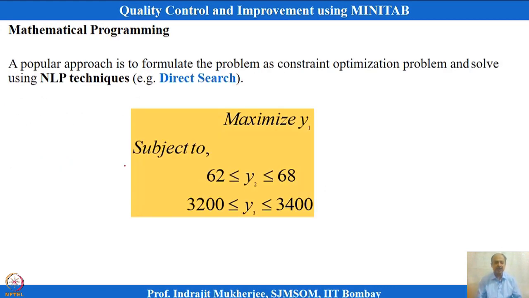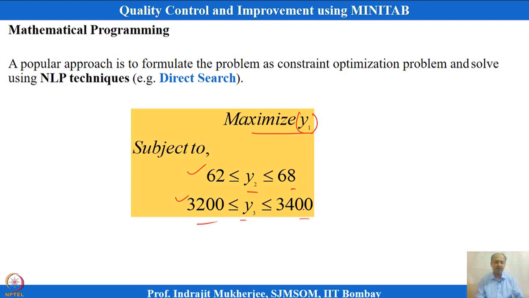The problem is basically a nonlinear programming optimization problem. We have to maximize one variable, which is the priority variable. So the primary objective can be selected as maximize y1, and then we can put constraints on the other response functions, that is, the other CTQs. So this should be subjected to this, y2 should be within this, and y3 should be within this and this.